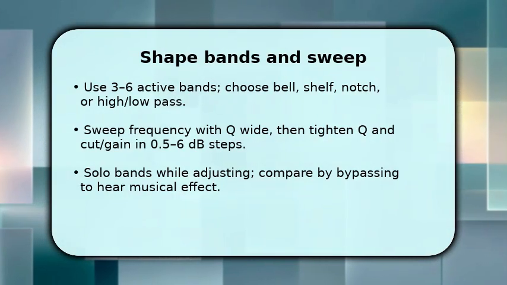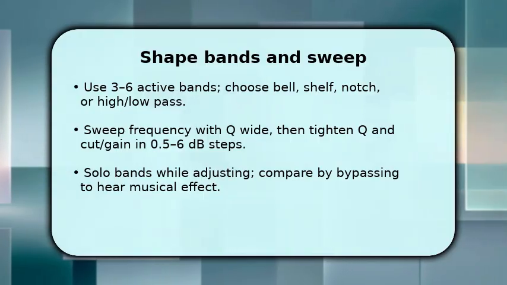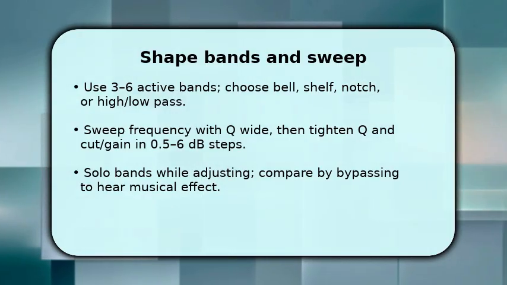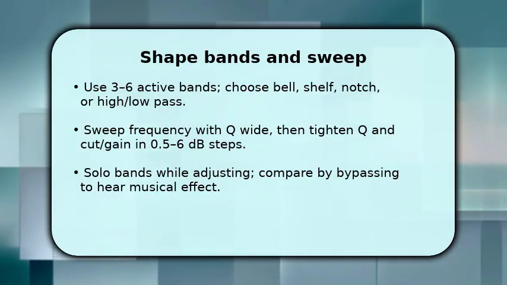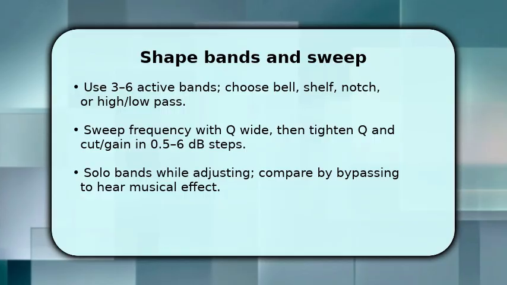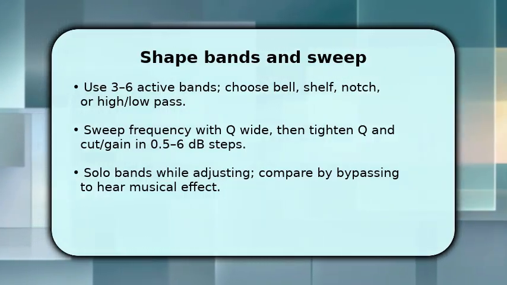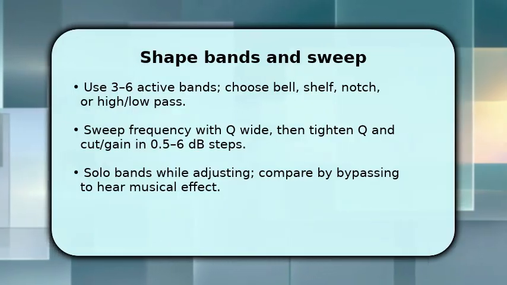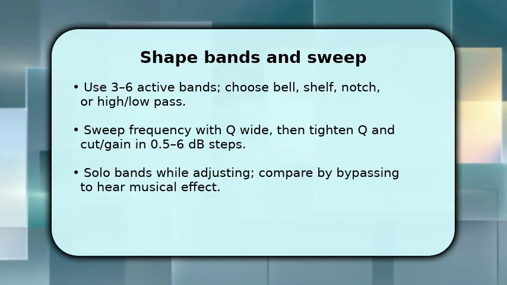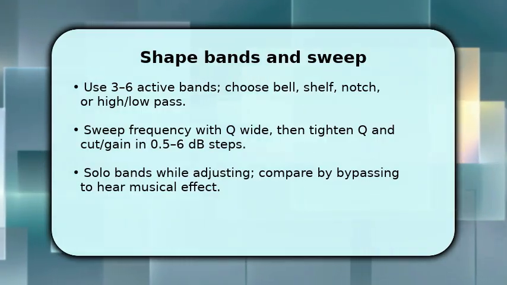Now focus on the detailed work. Activate 3 to 6 bands and assign types: bell for tone, shelf for broad balance, notch for resonances. You should sweep frequencies with a wide Q to locate problem spots. Once found, tighten the Q and apply conservative cuts or boosts in 0.5 to 6 dB steps depending on severity.